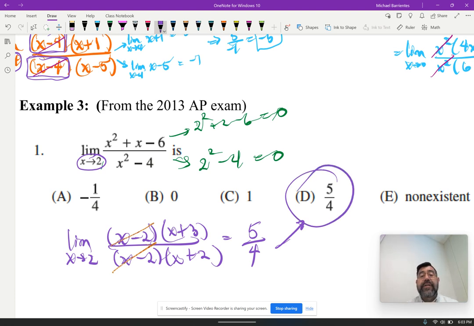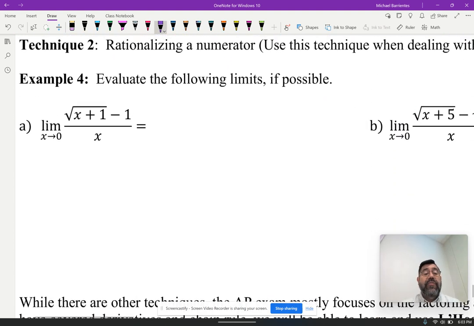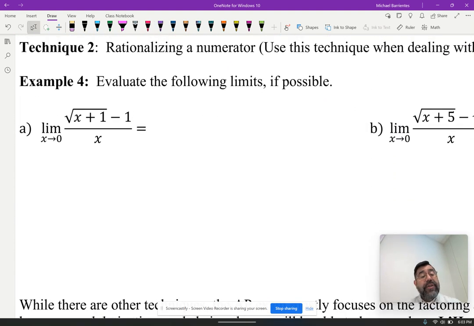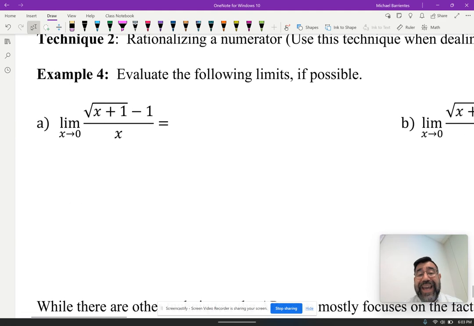When you get 0 over 0, that doesn't mean there isn't an answer. That means you need to try something else. And so the second thing you could try is rationalizing. Because if you look at this example in example 4, part A, you can't factor this, right? Or at least not obviously. There isn't an obvious way you can factor. So what we're going to do is we're going to rationalize it.